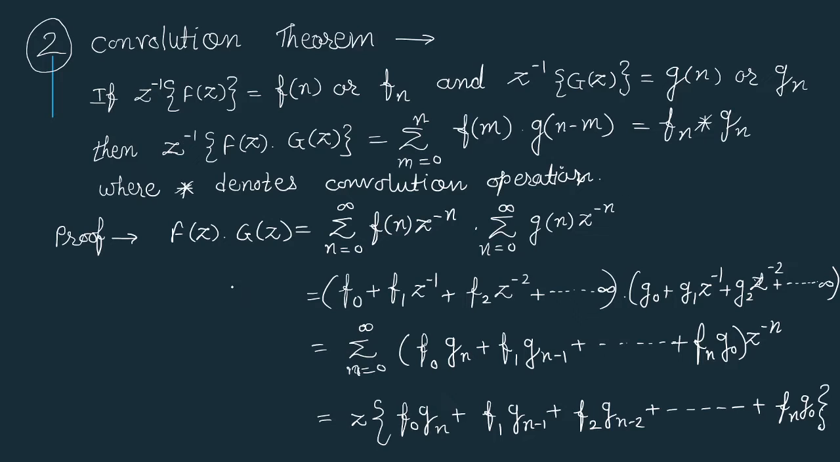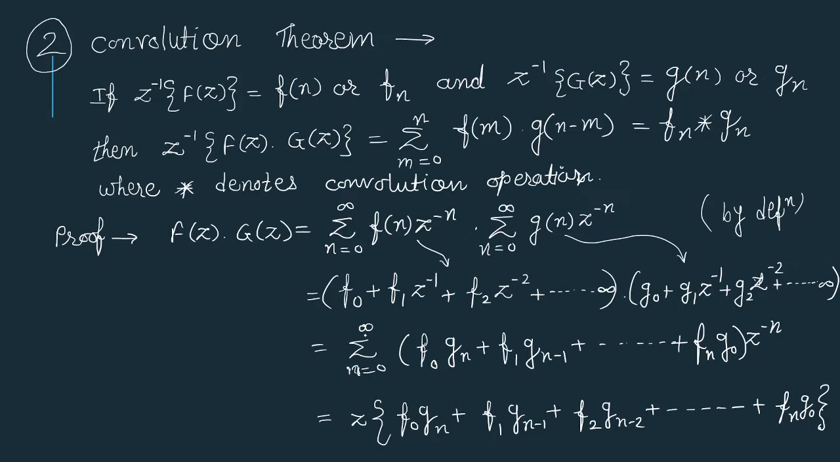Now for the proof we consider capital F of Z and G of Z values. By using the definitions we substitute the values. Then we expand the terms. By substituting n equal to 0, we get f of 0 z to the power 0, its value 1. Then n equal to 1, we get f1 z to the power minus 1. For n equal to 2, f2 z to the power minus 2. Similarly, for g of n into z to the power minus n, we substitute the values.